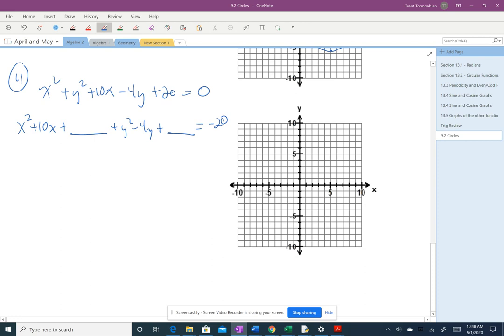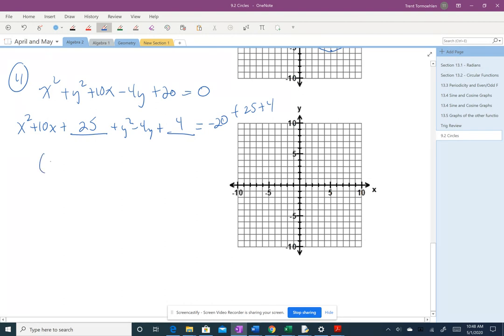Remember, to complete the square, you take half the middle term. So half of 10 is 5. Square it, and you get 25. Half of -4 is -2. Squared is +4. We remember that we are not allowed to just add something to one side. So we can't just add 25 and add 4. We have to add them to the other side as well.